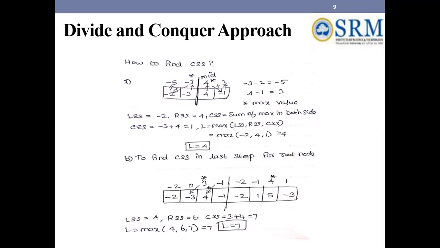So find the maximum of LSS, RSS, CSS. LSS is 4, RSS is 6 and CSS is 7. So the maximum of these three values is L equal to 7. This is the largest value for the given array. The root node, the given array's root node in the last step, is 7. So 7 is the final result of the given problem.